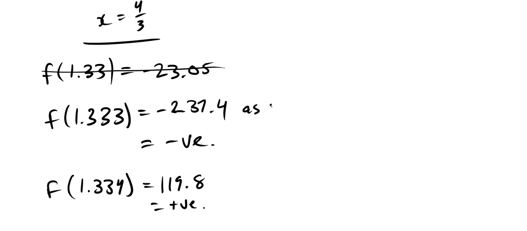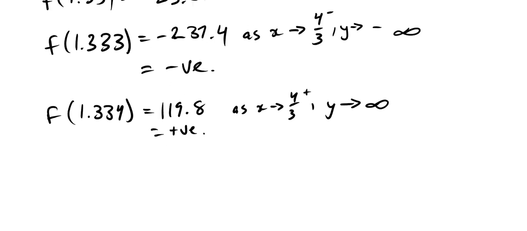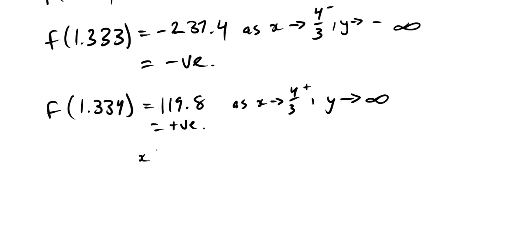So here we go. As X approaches 4/3 from the left, Y approaches negative infinity. As X approaches 4/3 from the right, Y is going to positive infinity. Are we okay? Okay, that was one of our asymptotes. The other one is X equals -1.